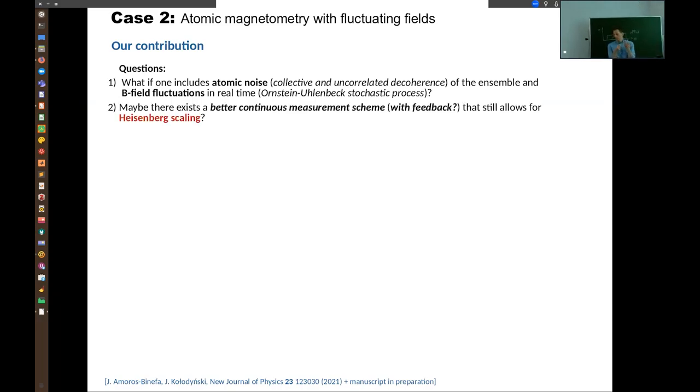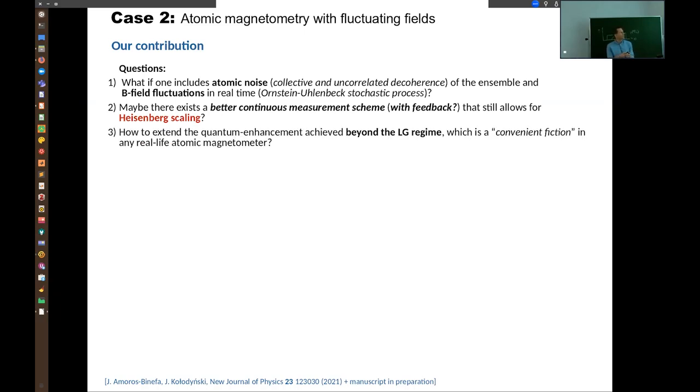Then, okay, I consider a particular scheme, this Faraday-based rotation. Maybe there's something more fancy you could do to improve the setup, maybe preserve this Heisenberg scaling. But this linear Gaussian regime is, I call it, a convenient fiction. If you build a magnetometer, you have a vector that is rotating, so your signal will be a sinusoid. So you better have many revolutions to actually infer the frequency, right? This is what experimenters will do.